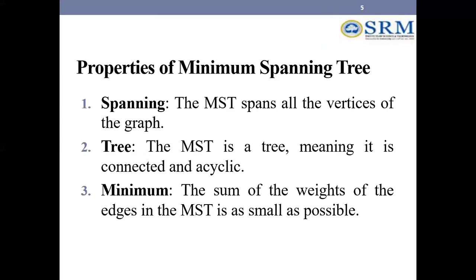Now the properties of a minimum spanning tree. What is spanning? It includes all the vertices of the graph. And tree is a connected acyclic graph, that is, no loop in a minimum spanning tree. Tree means has no loops. There should not be any loop or cycle. And the sum of weights of all the edges in the spanning tree should be minimum. So a minimum spanning tree should satisfy these three conditions.